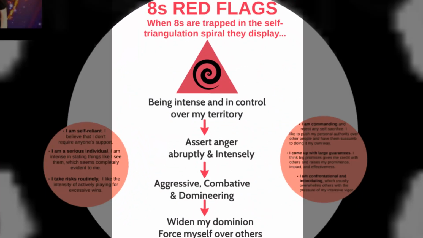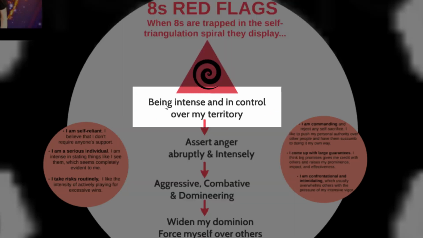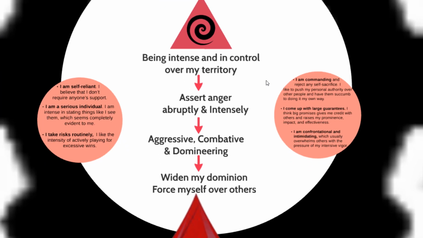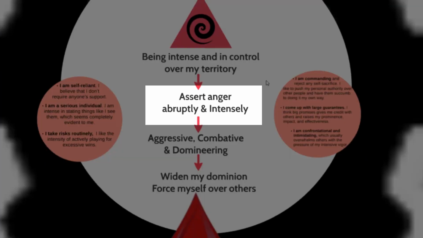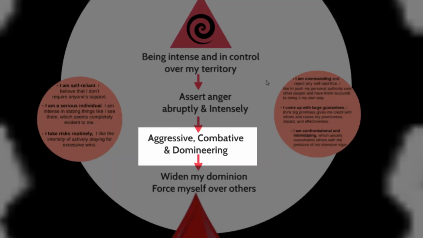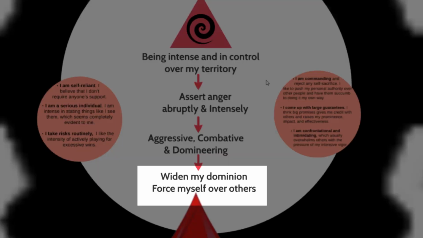Enneagram Type 8's red flags are being intense and in control over my territory, assert anger abruptly and intensely, aggressive, combative and domineering, widen my dominion and force myself over others.